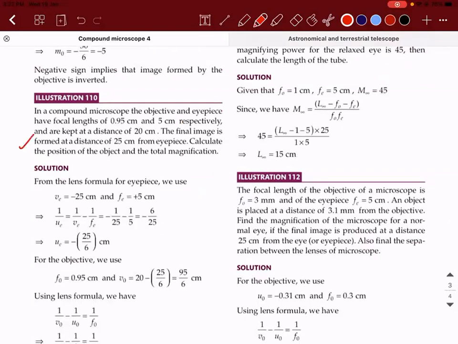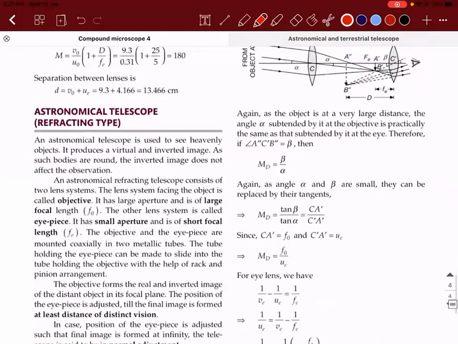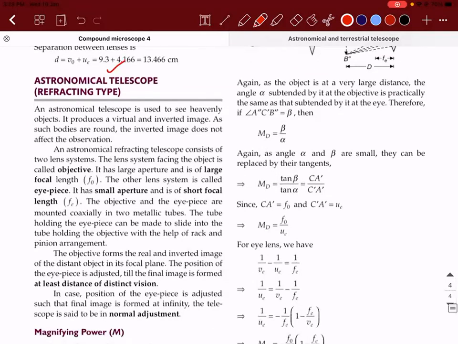Okay. The other problems, you can try them later. Now, I'll move on to the next concept, which is the astronomical telescope. What is basically a telescope? It is a device which is used to see far objects. An astronomical telescope, as the name suggests, astronomy being related to heavenly objects, is used to see heavenly objects. It produces a virtual and inverted image. As most of the astronomical bodies are round, the inverted image does not affect the observation at all. That is one important point to be noted.